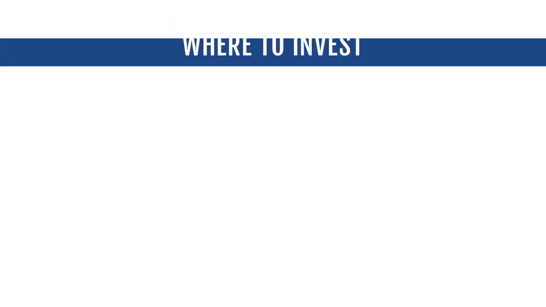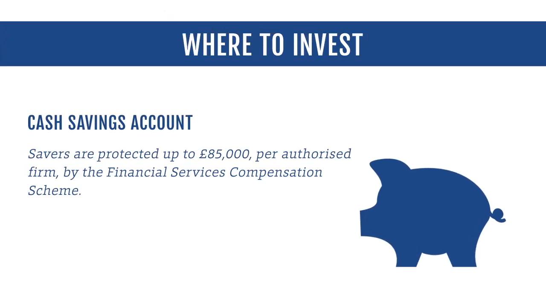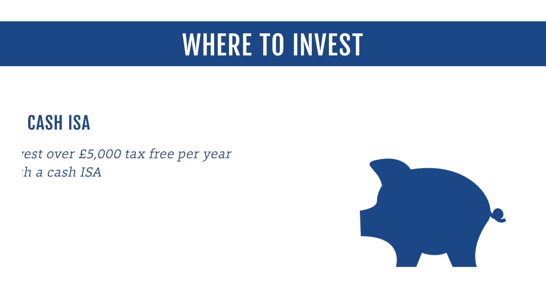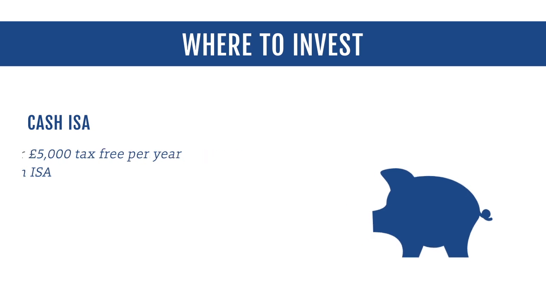Here's a quick guide to the major asset types. Cash savings accounts are considered relatively risk-free. The bank would have to go bust before your cash was at threat. And you're able to squirrel away over £5,000 a year in a cash ISA that's free from income and capital gains tax, but your money may be eroded by inflation.